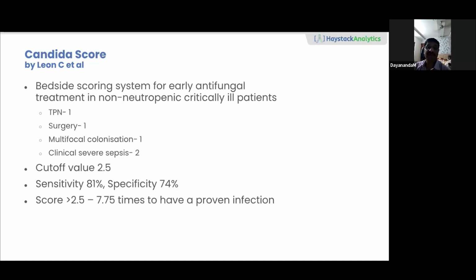And multifocal colonization: you take swabs from multiple places like the nasopharynx, esophagus, ET aspirate, throat, or even gastric aspirates, and if any positivity is there, you give a score of 1. For clinically severe sepsis, you give a score of 2. The cutoff value is taken as 2.5.